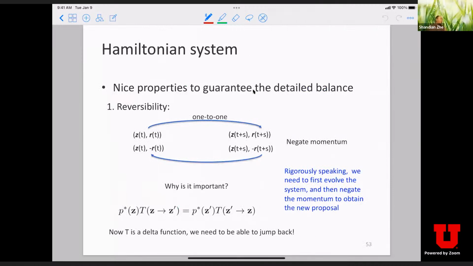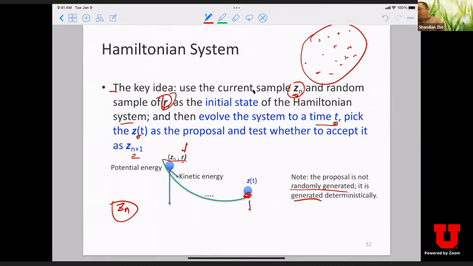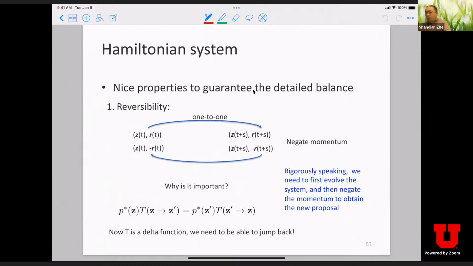So now we want to answer the question of why doing this is correct. Why do you use a Hamiltonian system to evolve and then pick up the position at time t as your proposal, and then do the Metropolis test, and you're guaranteed to converge to your true posterior? To answer these questions, we need to look at several properties of the Hamiltonian system, and they are critical to show the correctness of such a sampling scheme. So the first property is called reversibility.